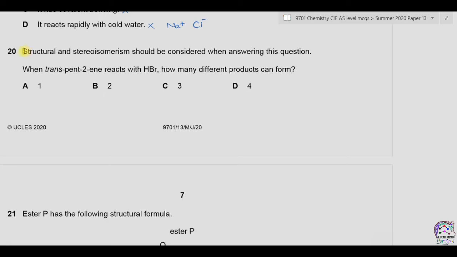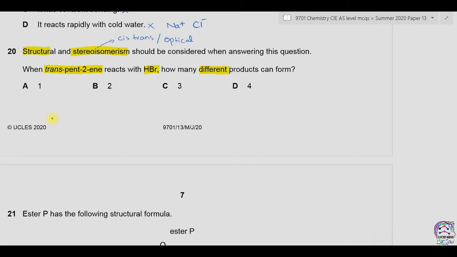Question 20. Structural and stereoisomerism should be considered when answering this question. When trans-pentene reacts with HBr, how many different products can form? Now stereoisomerism means cis-trans or optical isomerism. For cis-trans, presence of a double bond is a must. For optical isomerism, presence of a chiral carbon is a must. Now trans-pentene reacts with HBr.